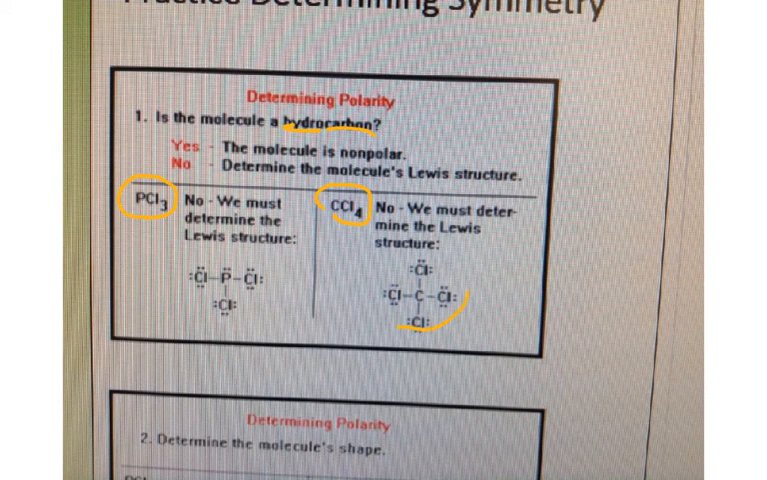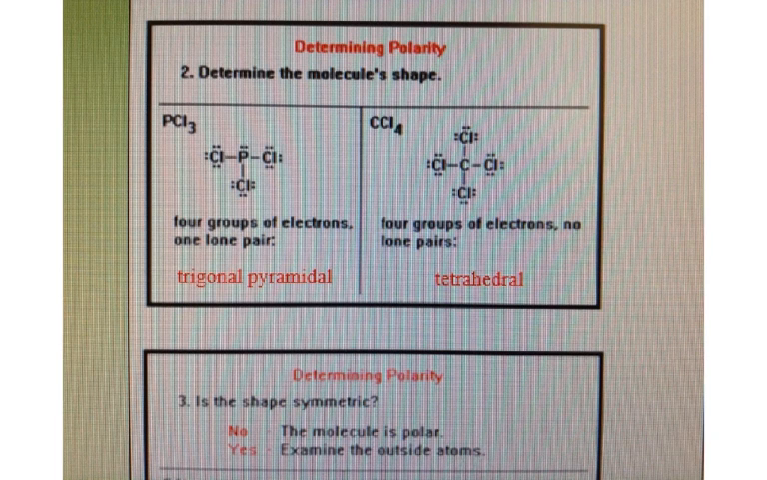So what I do is I draw the 2 Lewis dot structures for PCl3 and CCl4. All right, the next thing you need to do, after you've drawn them, is determine the molecule's shape. So looking at your shape sheet, I'm going to notice that P has 1 lone pair and is attached to 3 different things, which would make it trigonal pyramidal, whereas my CCl4 is attached to 4 different things with 0 lone pairs. Looking at that shape sheet, I would notice that it was tetrahedral.